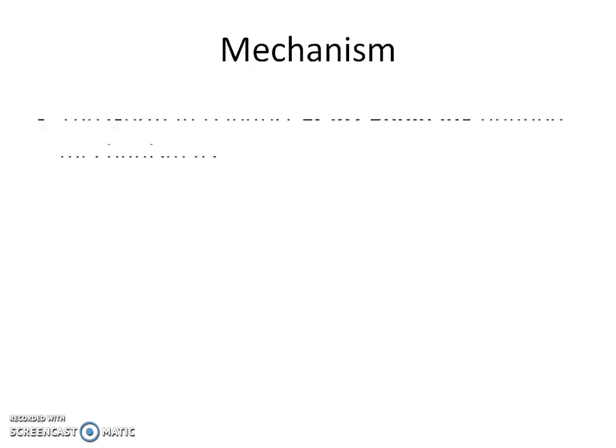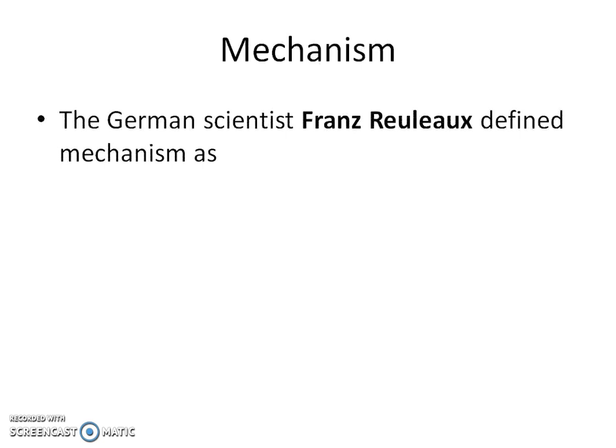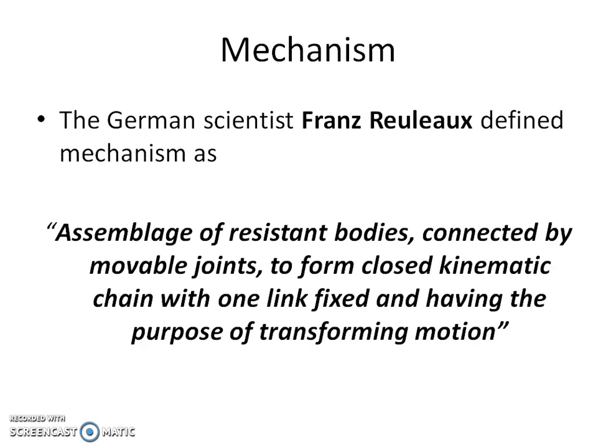Mechanism. A mechanism, according to Franz Reuleaux, is an assemblage of resistant bodies connected by moving joints to form a closed kinematic chain with one link fixed and having the purpose of transforming motion. We had seen this definition, but before proceeding to pairs, we need to discuss this topic of mechanisms.